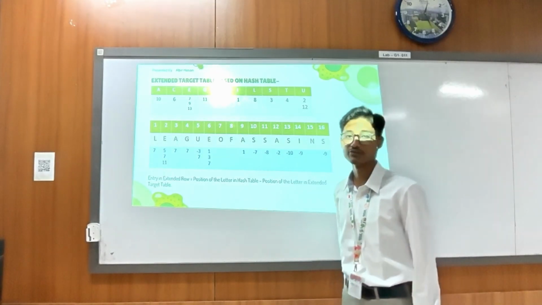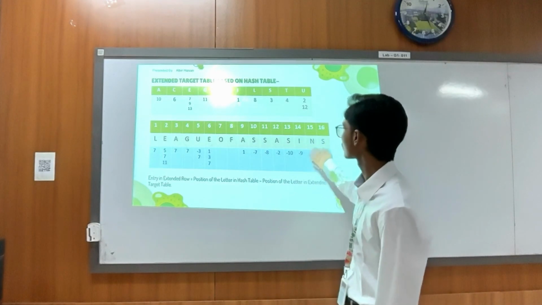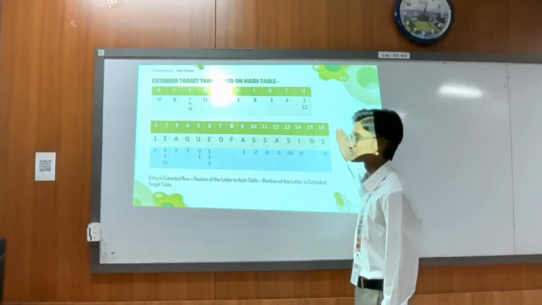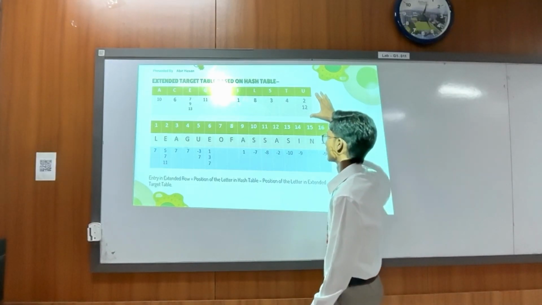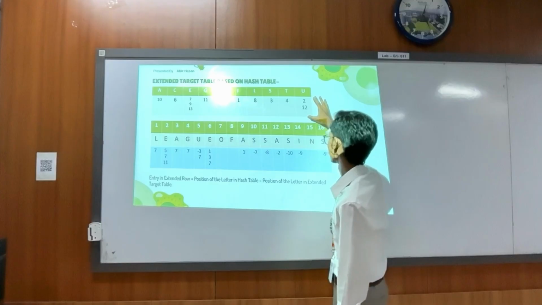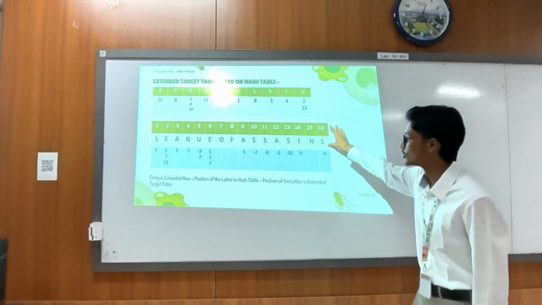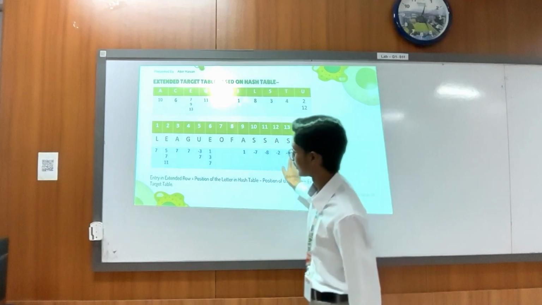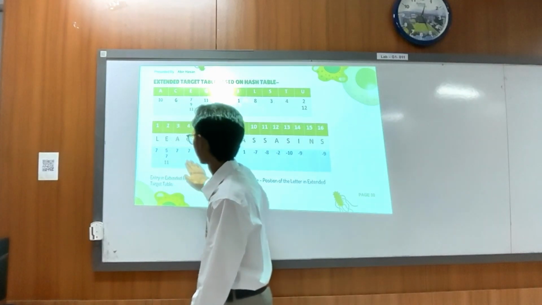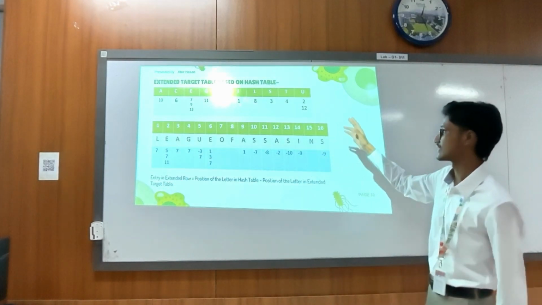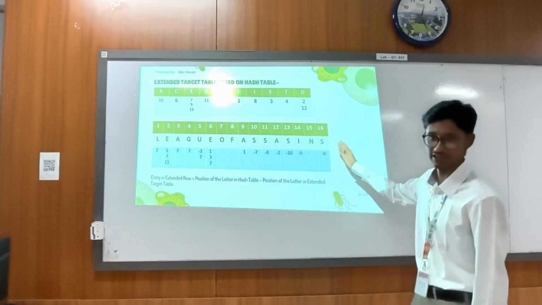In the previous slide, we put the two tables on the same slide. Here is the hash table for the query sequence and here is the target table. To make the extended target table, we have to take a look at the extended target table and the target.